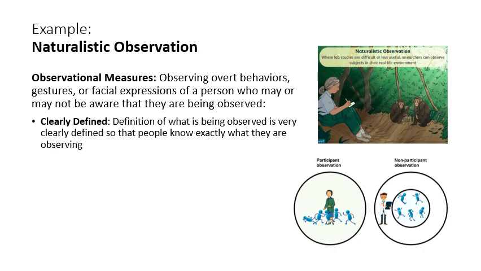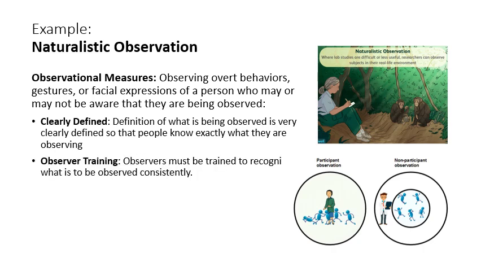So such measures have to be clearly defined. We have to know exactly what we are observing. In the case of this very formative observation in the primate studies, probably she doesn't know what she's observing right away. She's making notes, but the more she makes notes, the more she knows what she should be observing. In the bottom example, it's very likely that this researcher is looking for something particular and he's been trained. And as I just said, the observers need to be trained to recognize what is to be observed consistently.